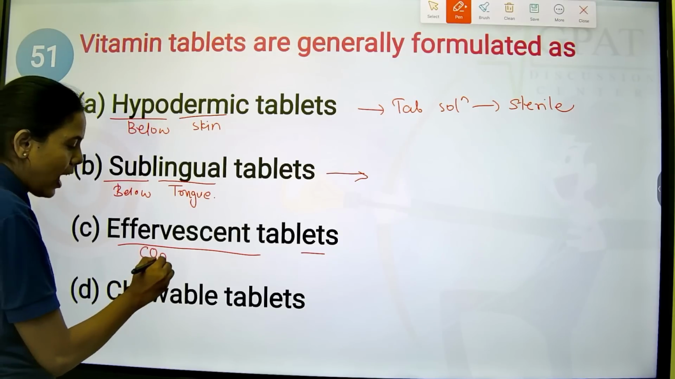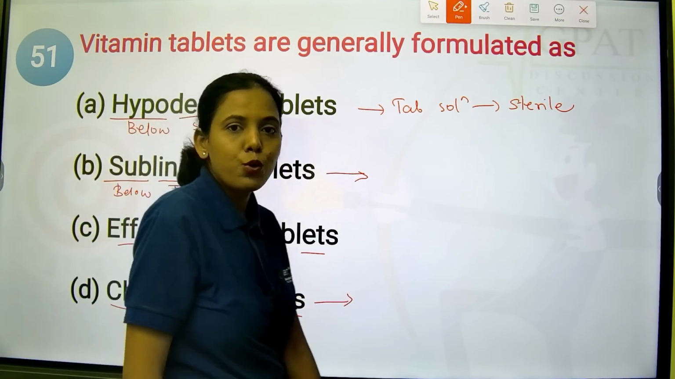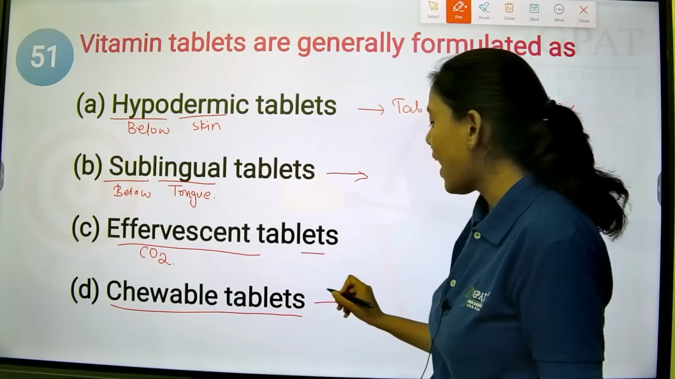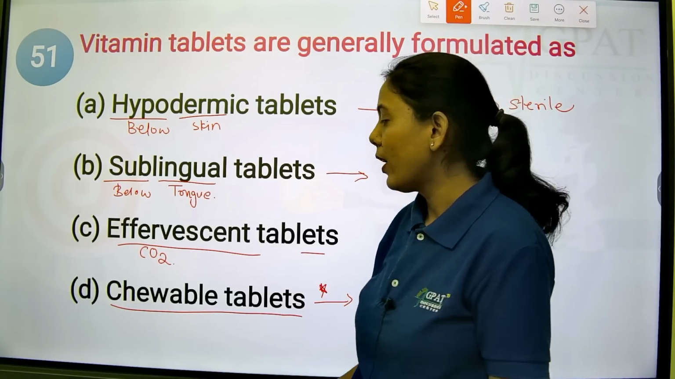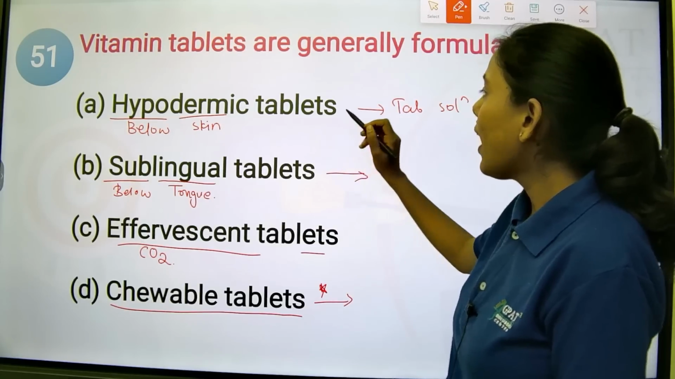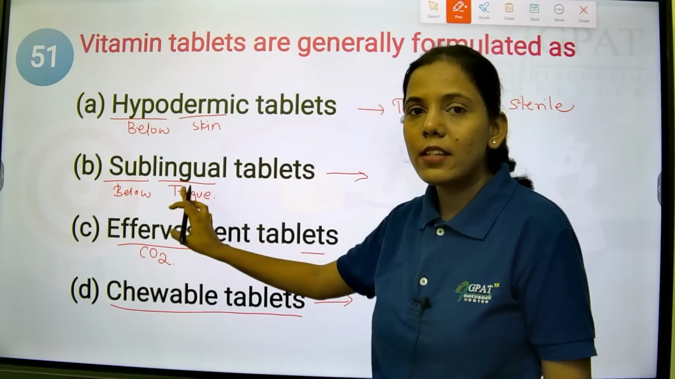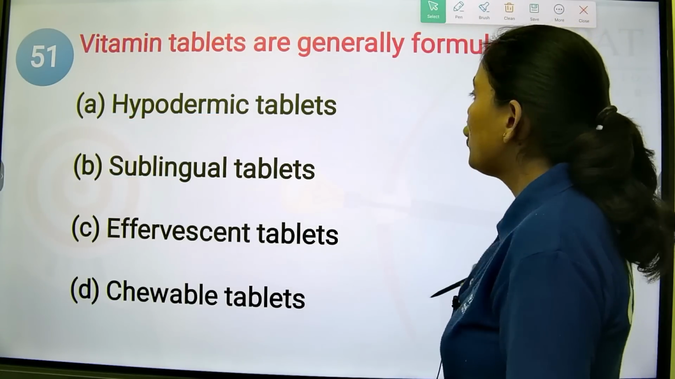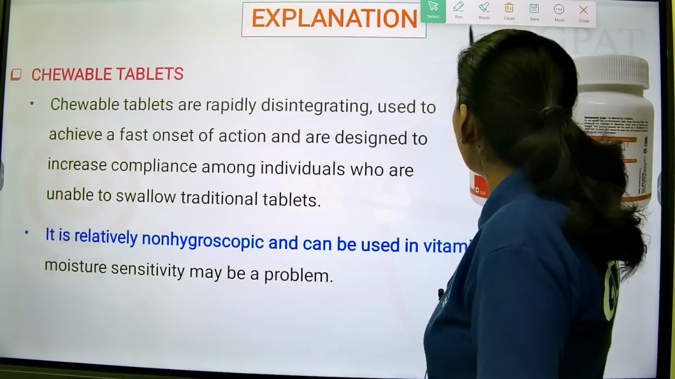and chewable tablets, which contain some sugar material or sweetening agents. So vitamin tablets are generally formulated into chewable tablets, because in this case we require a fast action. It is not a hypodermic, we are not injecting it into the skin, neither is it given as sublingual or effervescent. It is formulated as a chewable tablet.